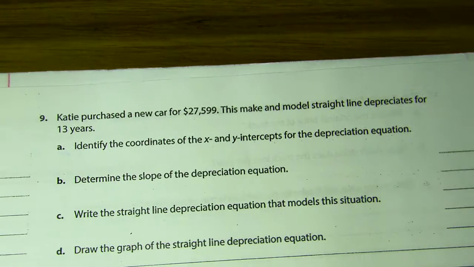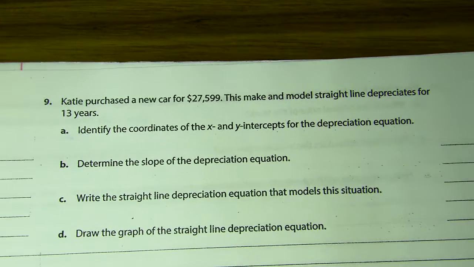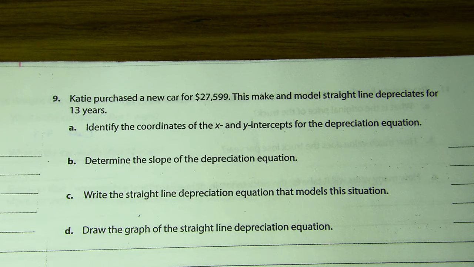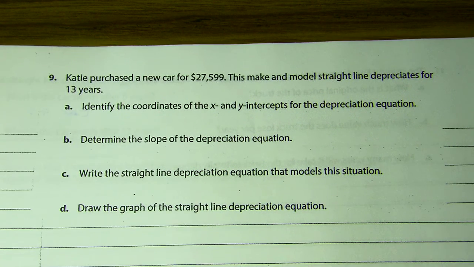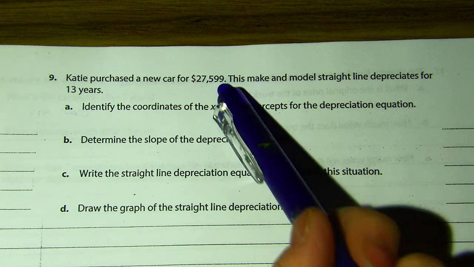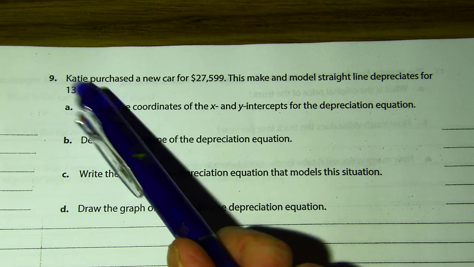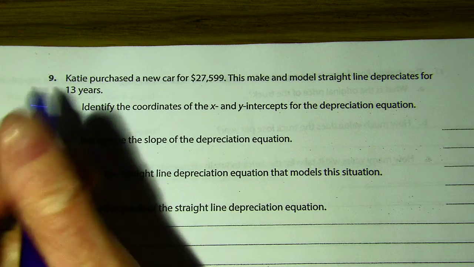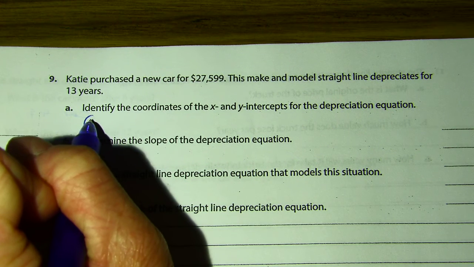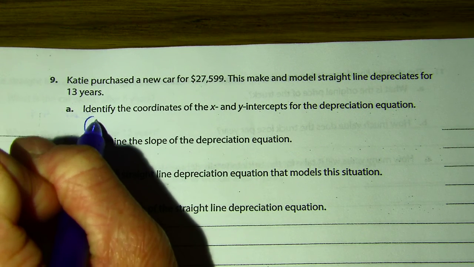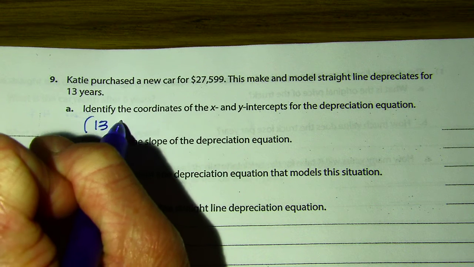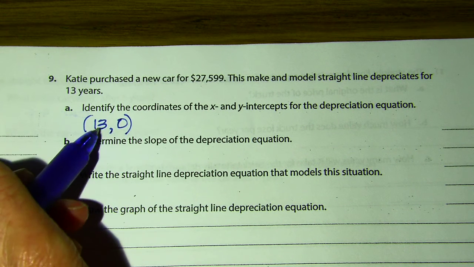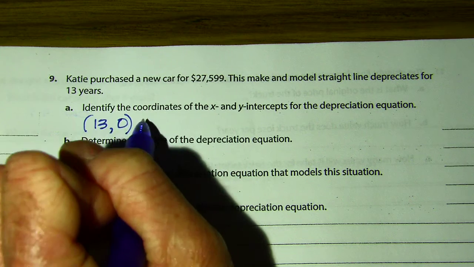Number 9. So we're going to do all the pieces here. Katie purchased, in fact, really quick, let me find my ruler because I know we're going to end up graphing. All right, so Katie purchased a new car for $27,599. It'll be worth $0 in 13 years. So find our intercepts. Okay, remember, in 13 years, my car will be worth $0 because remember, X is years, Y is value.